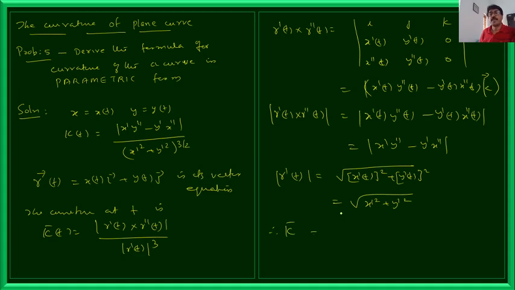And therefore kappa at any t is equal to, by the formula, modulus of r dash t cross r double dash t by modulus of r dash t cube. r dash t cross r double dash t is modulus of x dash y double dash minus y dash x double dash divided by square root of x dash square plus y dash square raised to 3, and this you can write as modulus of x dash y double dash minus y dash x double dash divided by x dash square plus y dash square raised to 3 by 2.